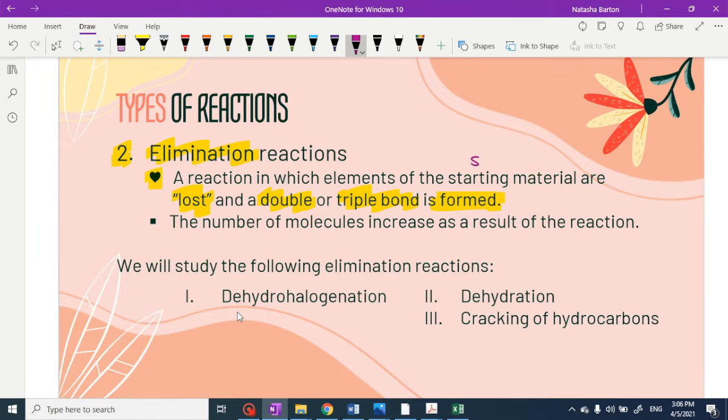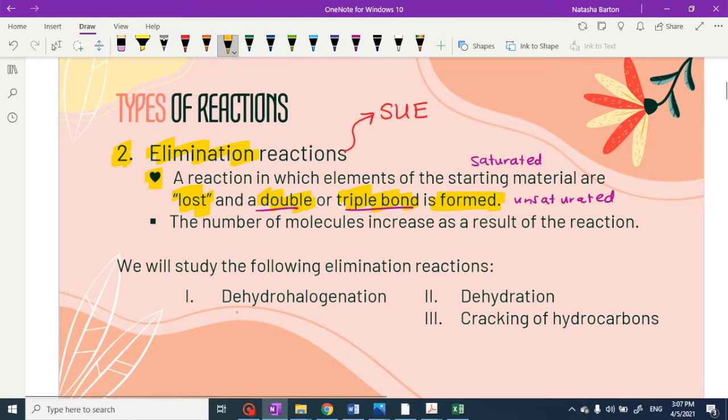We start off with something that is saturated, and we end off with something that is unsaturated, something that contains double or triple bonds. So we are taking a saturated compound and we are removing elements from it so that it becomes unsaturated. The best way to learn this, or to remember how to identify an elimination reaction, is to say when we start off with a saturated compound and it becomes unsaturated, we have an elimination reaction.